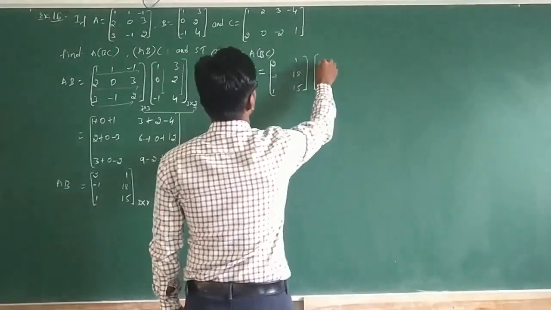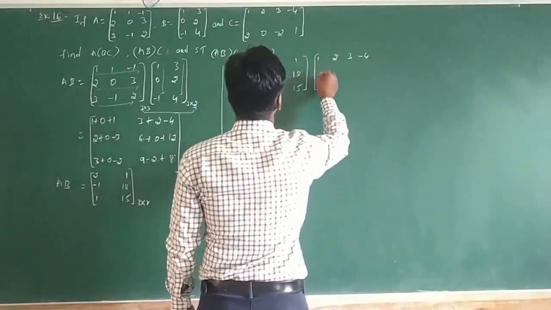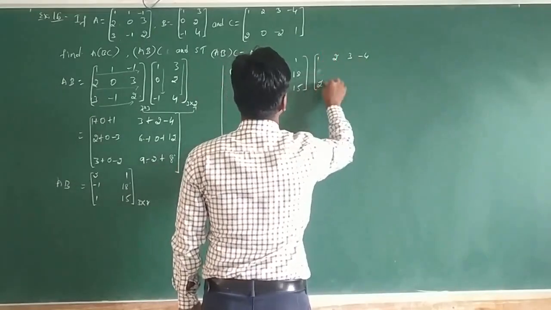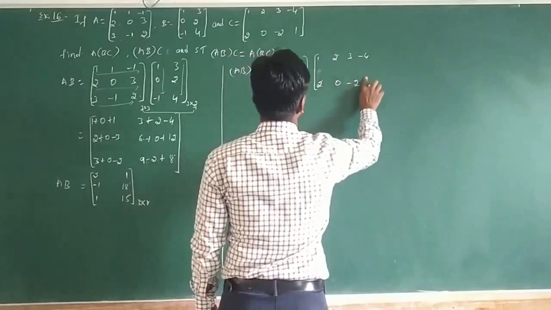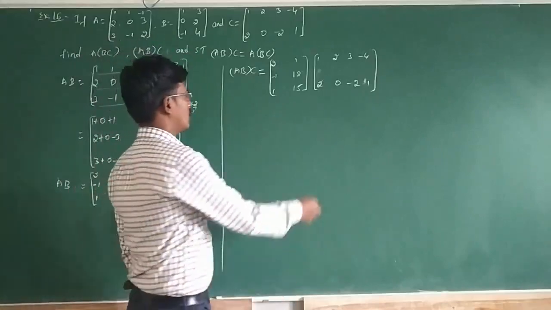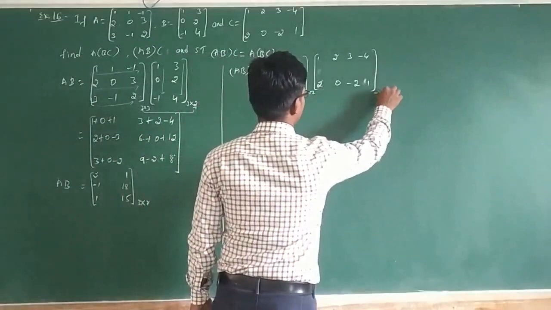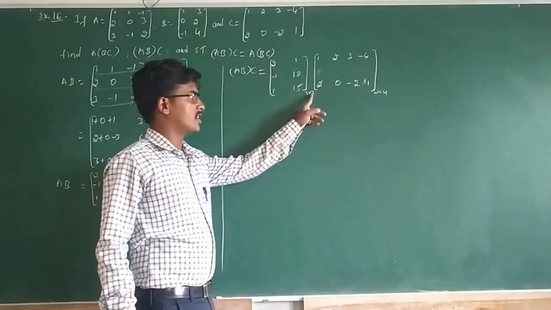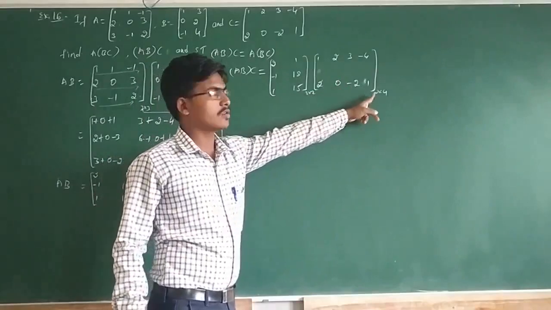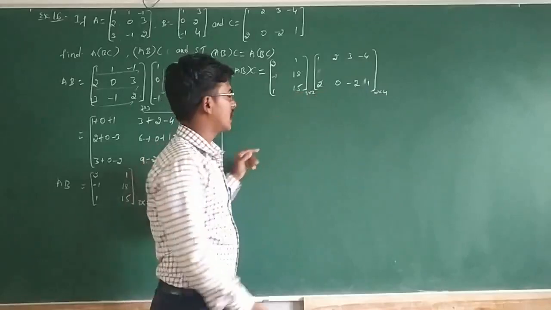C matrix is 1, 2, 3, minus 4, 2, 2, 0, minus 2, 1, minus 2. Observe, what is the order of this matrix? It is 3 by 2. What is the order of this matrix? It is 2 by 4. The number of columns of the first matrix is equal to the number of rows of the second matrix, so multiplication is defined. Same procedure.